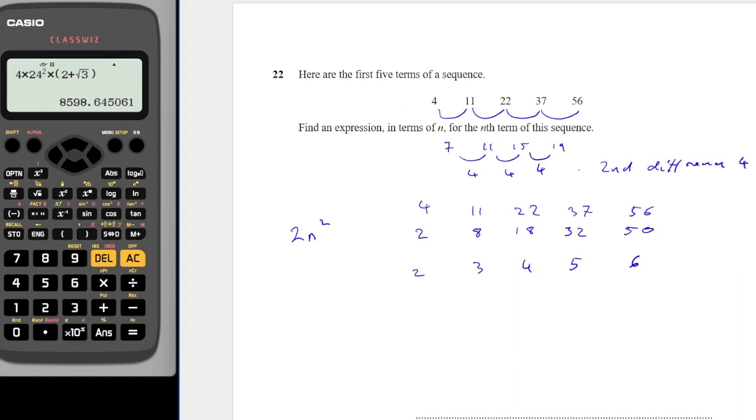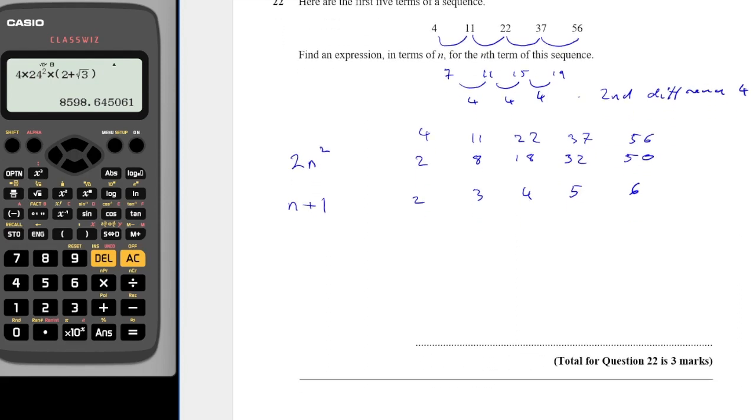So if we were describing this sequence here, this sequence would be n plus 1. So we need to add those two terms together to get our sequence. So we're looking at 2n squared plus n plus 1.